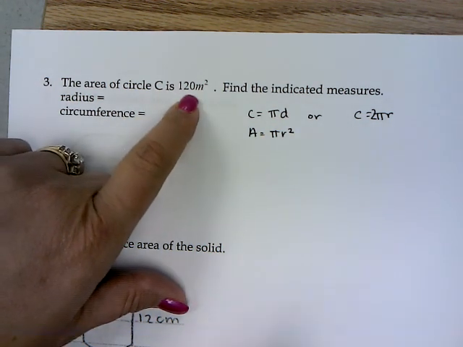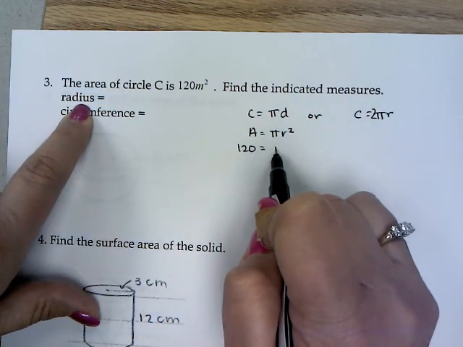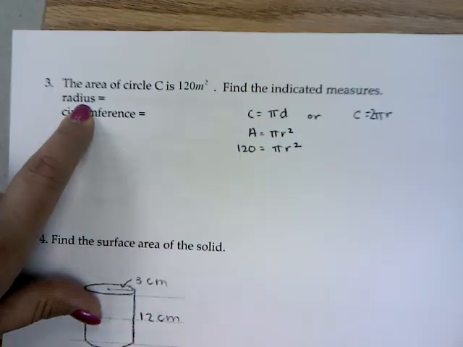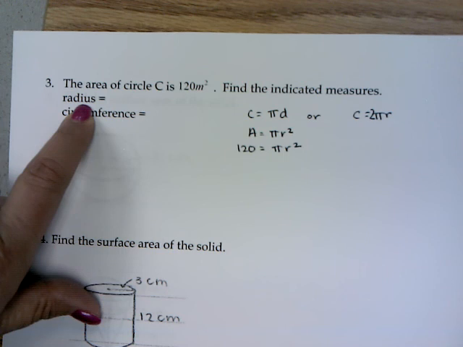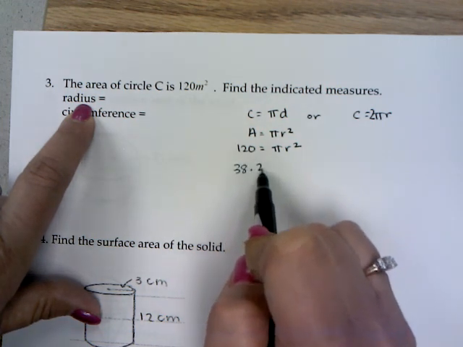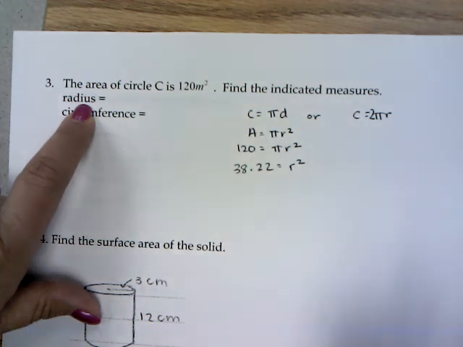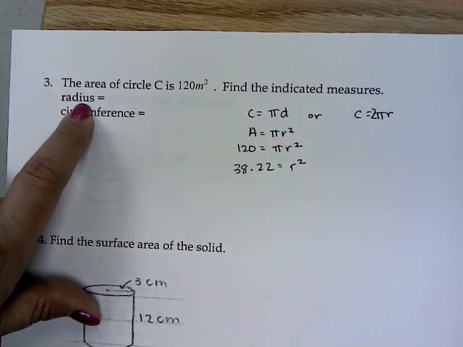So now I know that my area is 120. I'm looking for my radius, so I'm just going to divide both sides by pi. So 120 divided by 3.14. That's 38.216665. I'm not going to take that out of my calculator. I'm just going to recall the answer.